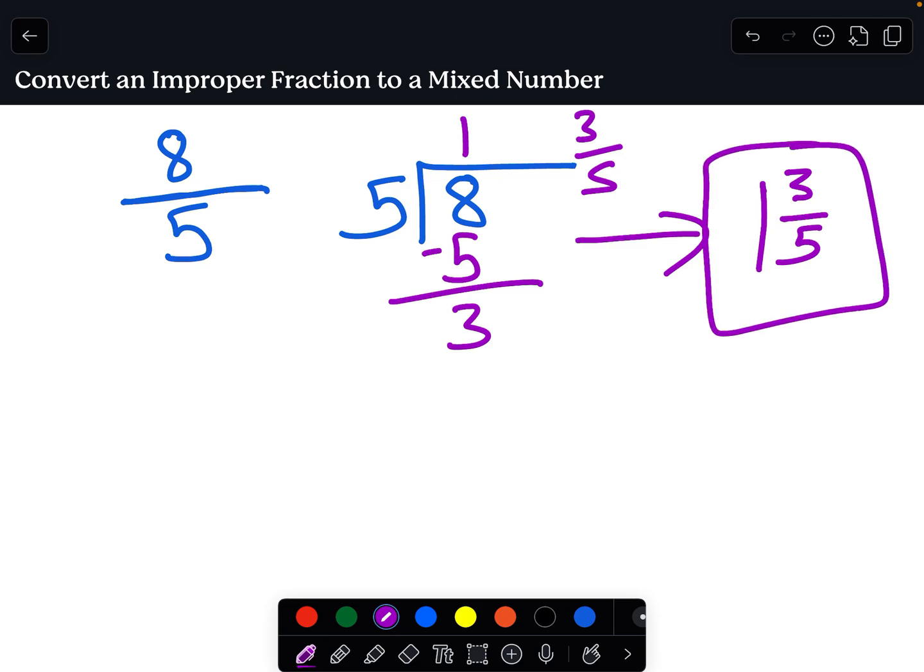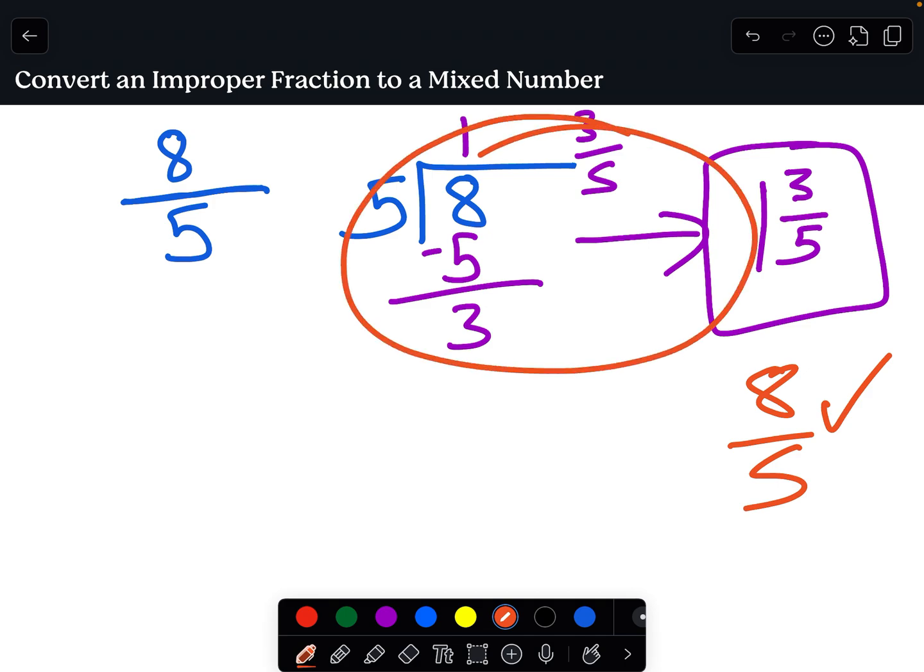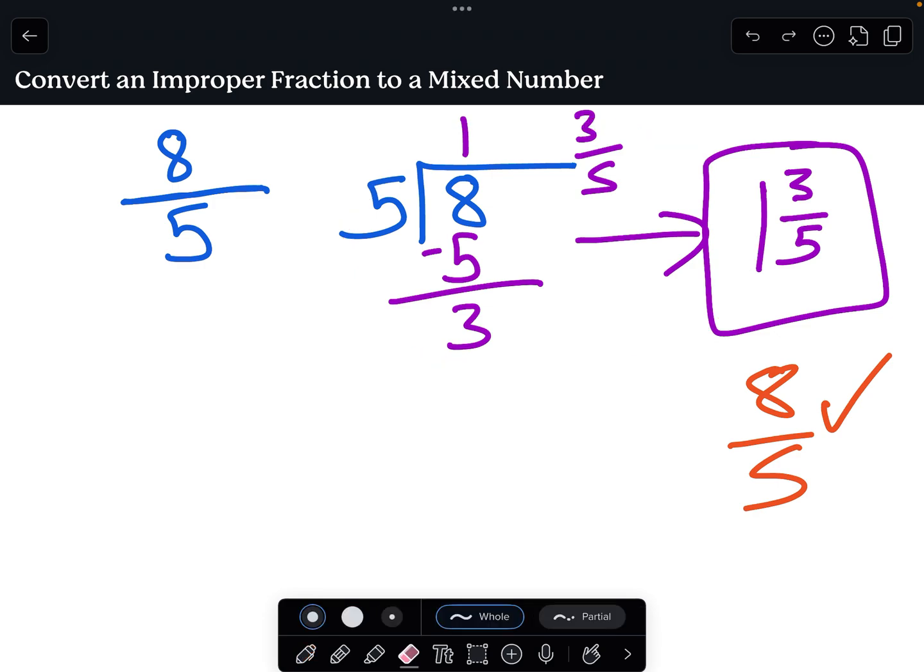Now, if we want to know if we got the right answer, we can check our answer by converting the mixed number back to an improper fraction. How do we do that? Well, we multiply 5 times 1, that's 5. And then we add 3, that's 8, and we get 8/5. So it checks.